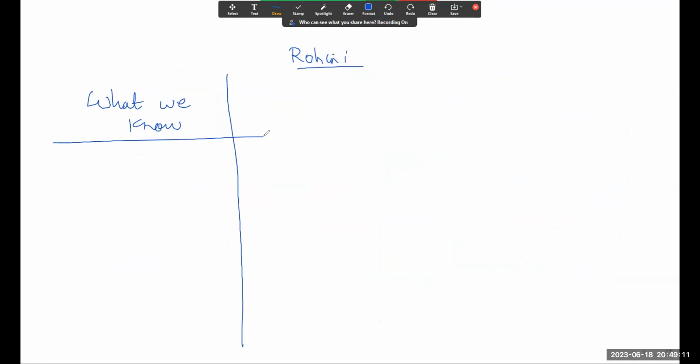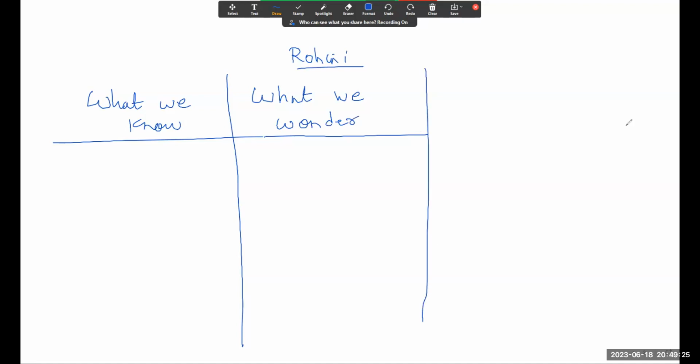Today's nakshatra is Rohini. Do you know anything already? What we know already, I'll put here, and what we wonder. Then after the slide, we'll do the last column. Okay, can you tell me what you know already? Rohini, do you know anything?